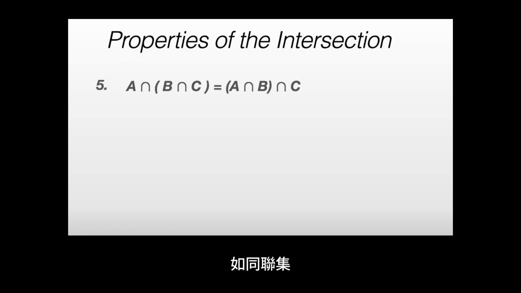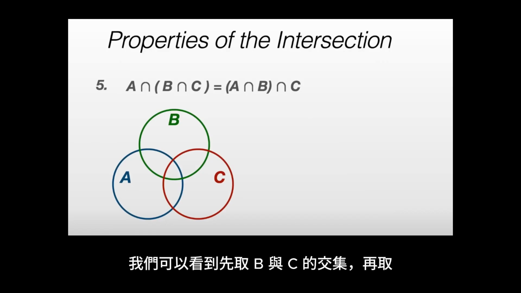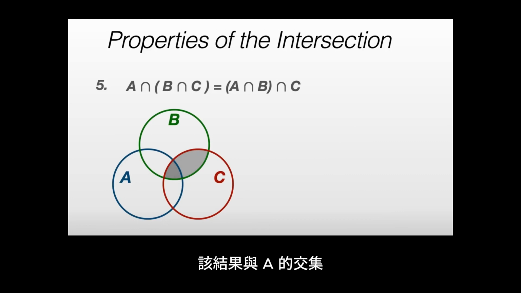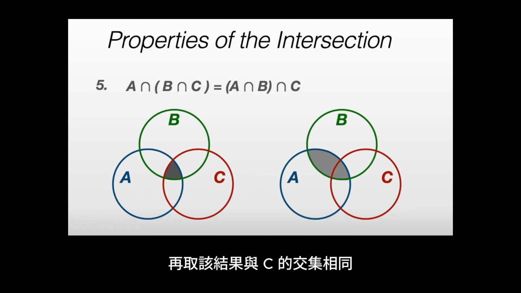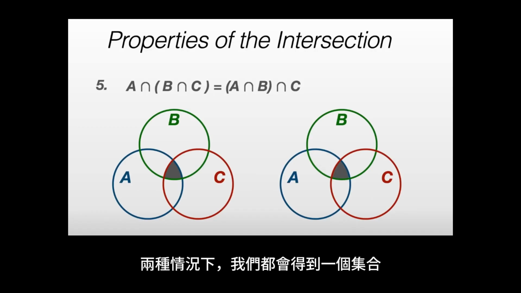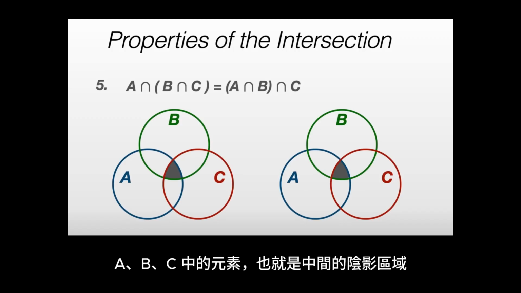Again, like with the union, the fact that the order doesn't matter extends to three or more sets with brackets. We can see that B intersect C, then the intersection of the result of that with A, is the same as taking the intersection of A and B, and then the intersection of that with C. In both cases, we end up with a set containing the elements found in A and B and C, the shaded area in the middle.